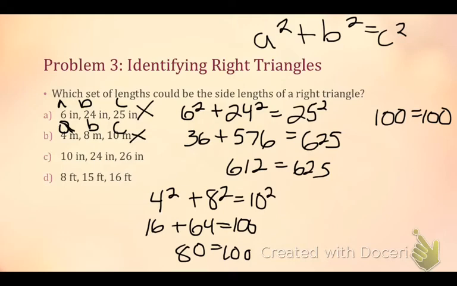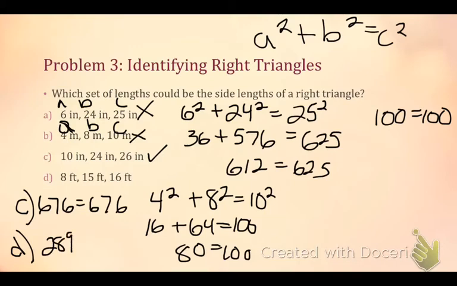All right, welcome back. So as you did letter C and D, in letter C, you should have gotten 676 is equal to 676. So letter C is a right triangle. In letter D, you should have gotten 289 equals 256. So letter D was not a right triangle. Once again, if any of this does not make sense, please make sure you pause your video and ask for help.